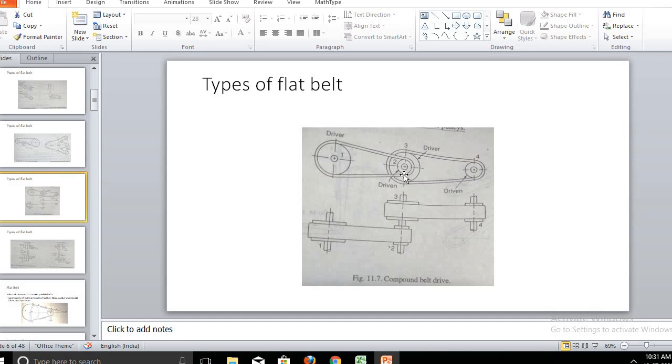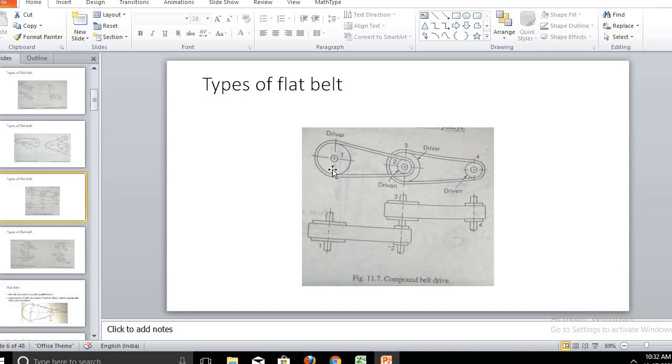So when two pulleys are attached, in this arrangement also, all shafts are parallel to each other. And two pulleys are attached on a single shaft. One is working as a driven pulley, which is rotated by another driver pulley, and the other pulley attached on this shaft works as a driver pulley, which rotates another driven pulley. So such an arrangement is called a compound wheel drive, in which two pulleys are attached on the single shaft.